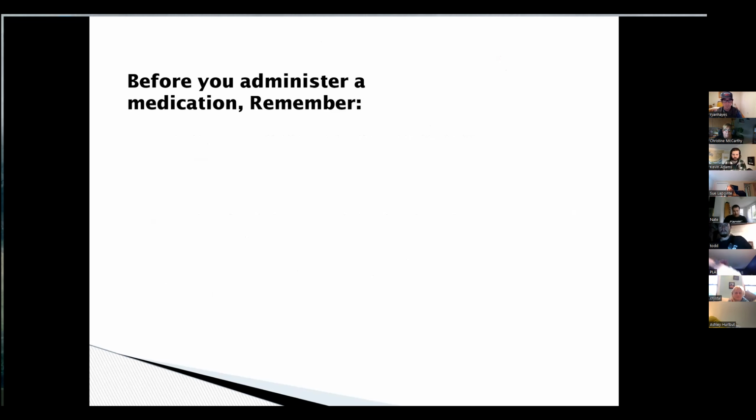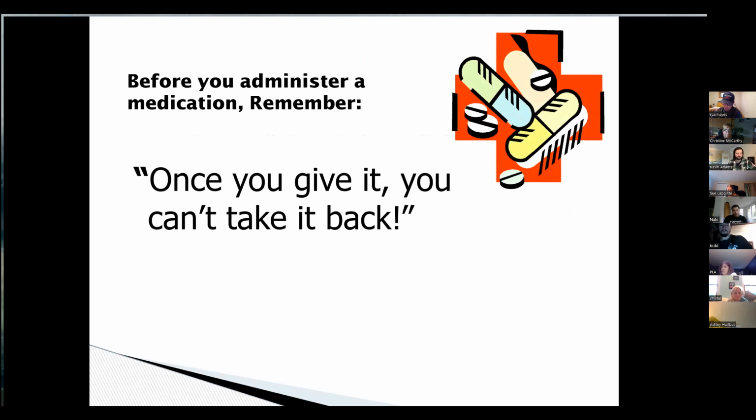So another thing to remember, anytime you're going to consider giving a medication, just remember that once you give it, you can't take it back. Okay, you can't have them throw it up. That's not how it works a lot of the time. If you give a medication that a patient doesn't need, it's permanent.